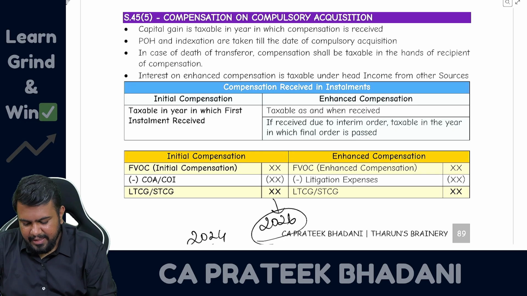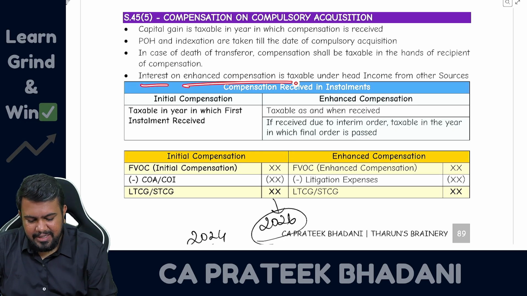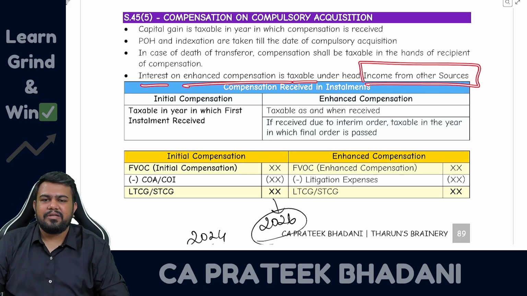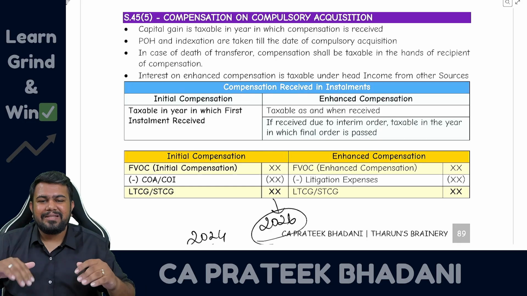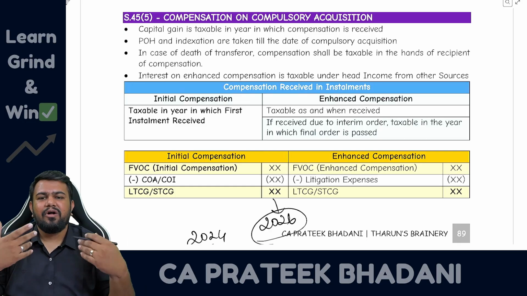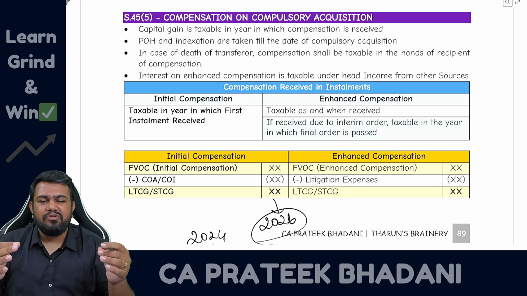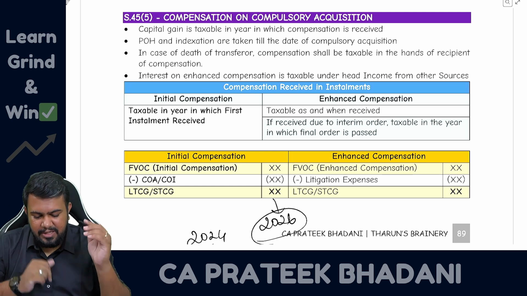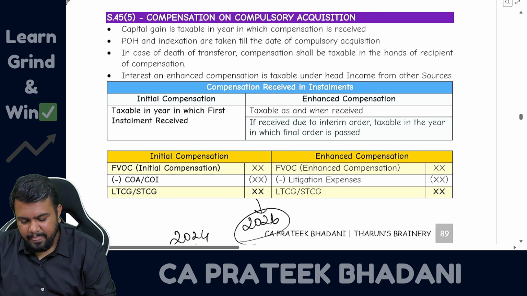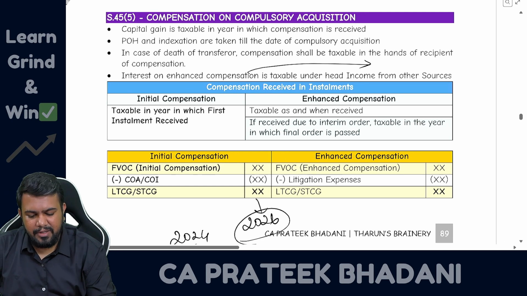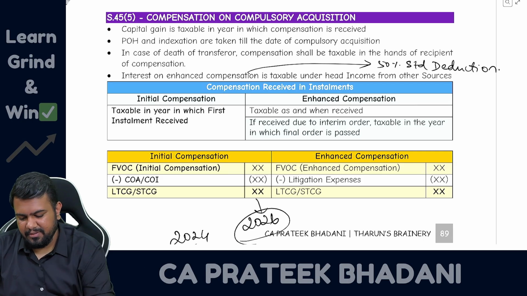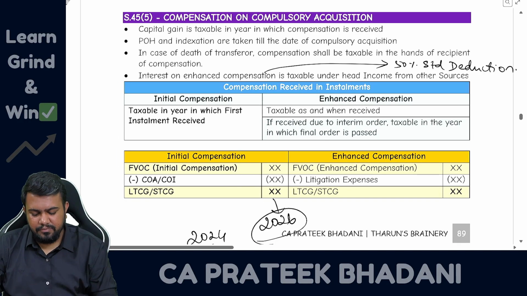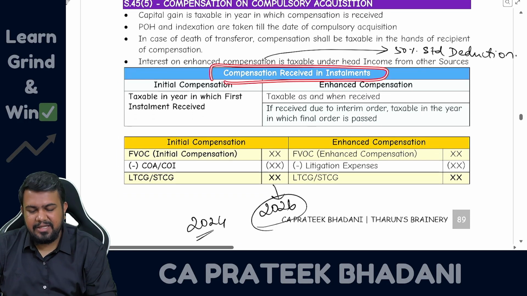Later on, interest on enhanced compensation is taxable under the head income from other sources. If the government is giving the compensation late, they will also give you some interest. So this interest will be taxable in income from other sources, and there we will also be learning that whatever interest is paid by the government, on this there is 50% standard deduction also allowed in income from other sources chapter. Fine.